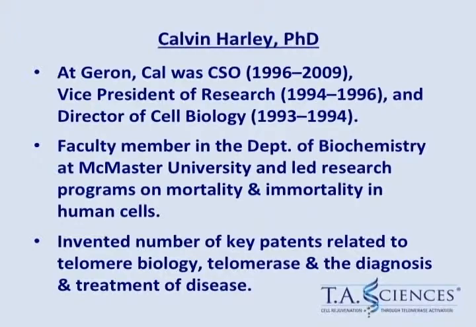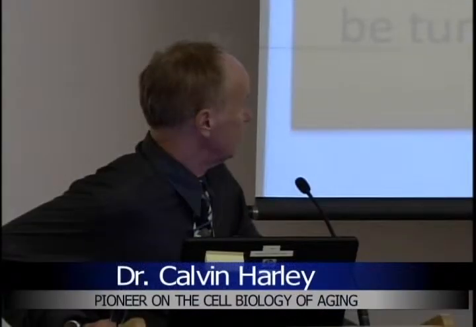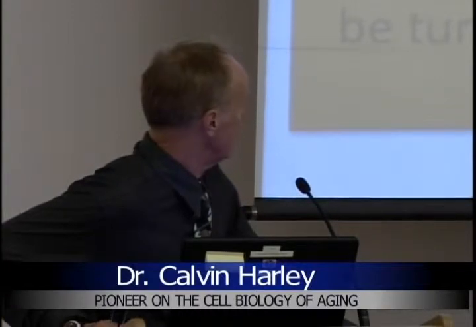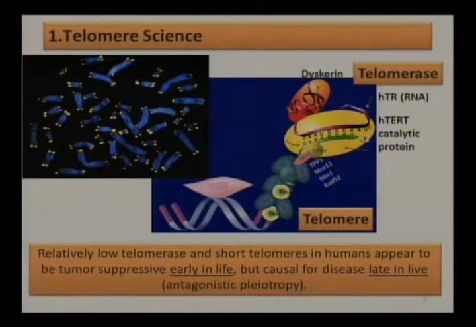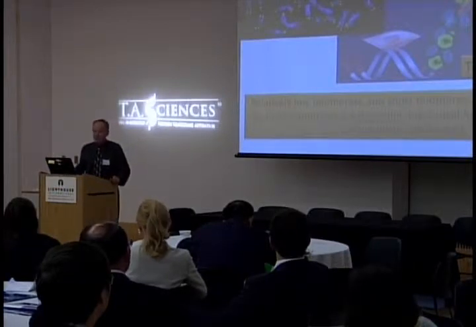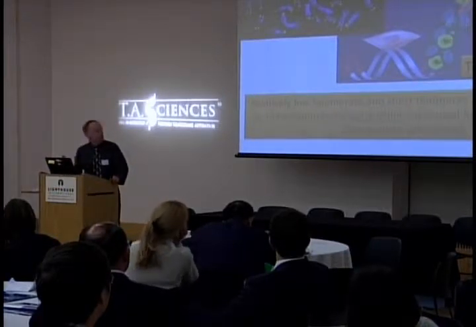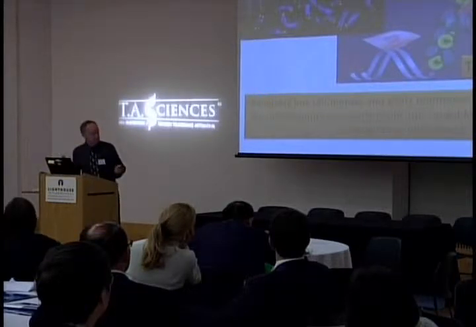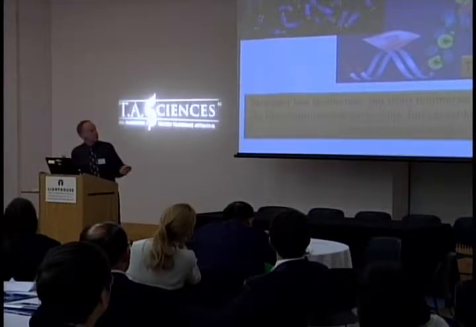I'm just going to remind everyone that relatively low telomerase and short telomeres in humans appears to be a tumor suppressive mechanism early in life, but causal for disease late in life. And this is something that's commonly used in the evolutionary field to be considered as antagonistic pleiotropy. And this will come back up in the area of what the cancer risk might be with respect to telomerase activation.